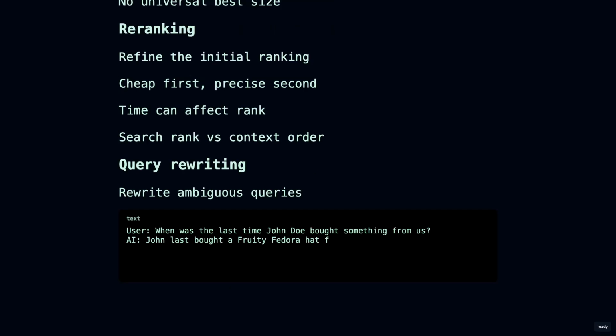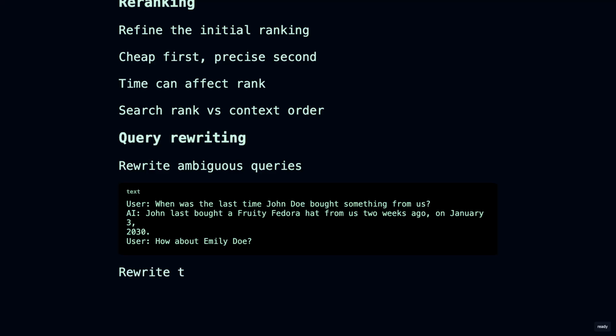This conversation shows the problem clearly. The last question is incomplete by itself, so a retriever that sees only that line would miss the connection to purchases and likely return the wrong documents. To retrieve well, you rewrite the question so it includes the missing context. Here, the rewritten version becomes a full question about Emily Doe's last purchase.